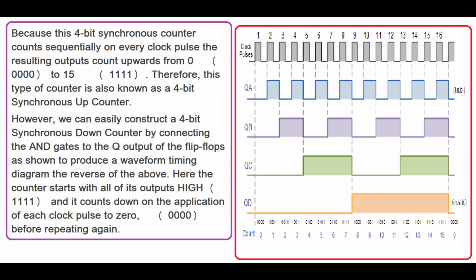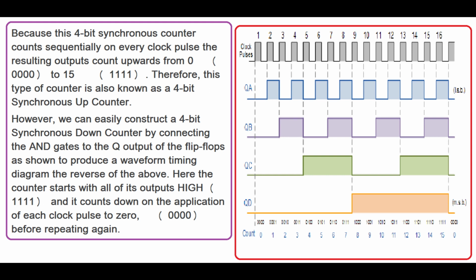Because this 4-bit synchronous counter counts sequentially on every clock pulse, the resulting outputs count upwards from 0, 0, 0, 0, 0, to 15, 1111. Therefore, this type of counter is also known as a 4-bit synchronous up counter.